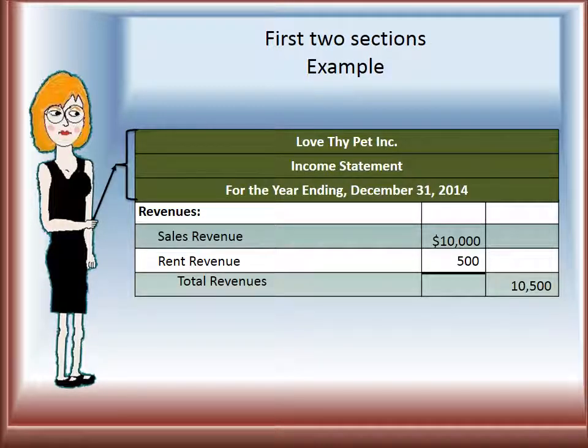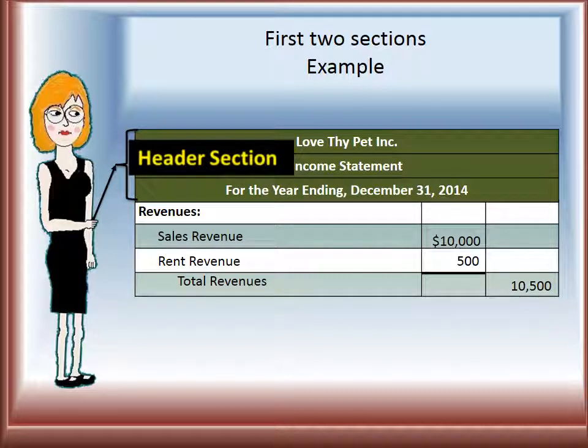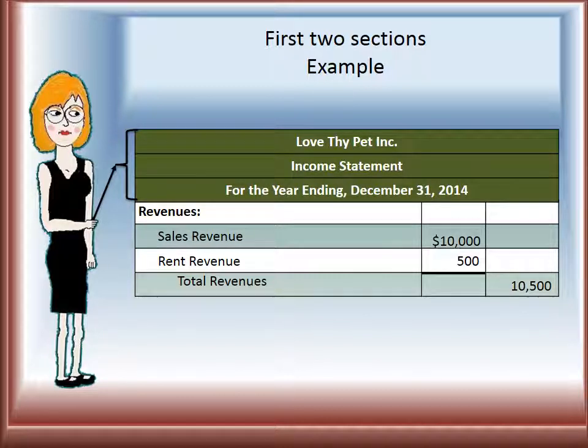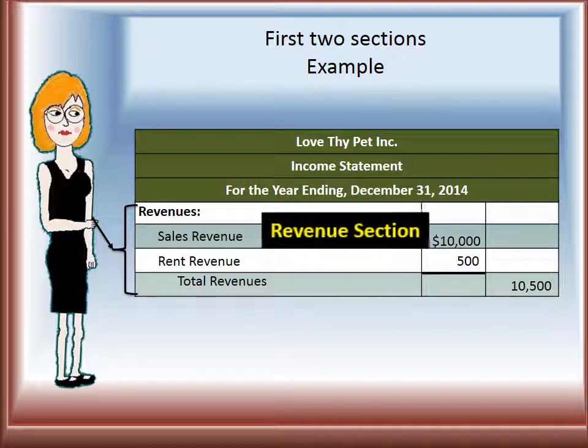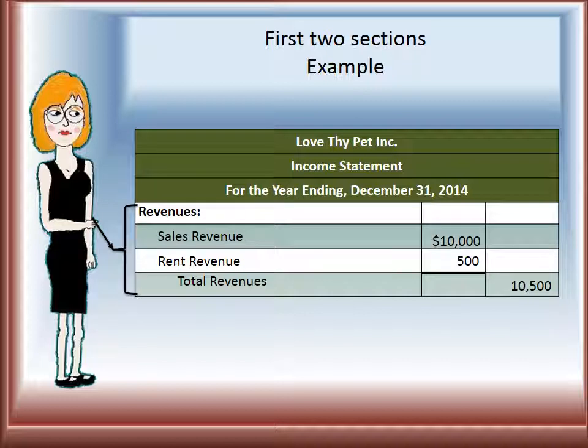So let's look together. Our first section is the header section, and it gives the information for the company, the name of the statement, and the period. Next will be the revenue section, where we have the header revenue, and then we list the revenues and add them together.